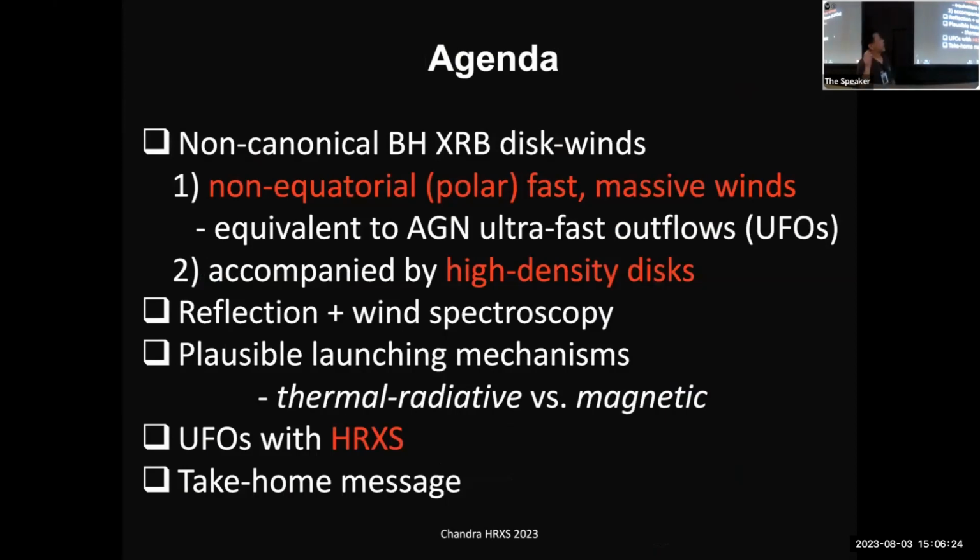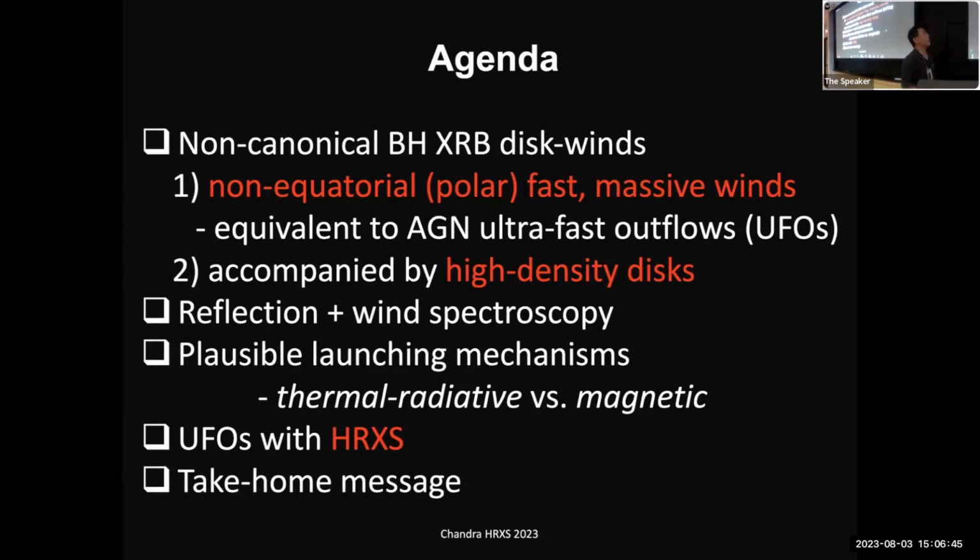My focus is again on the non-canonical black hole X-ray binary disk winds. What do I mean by non-canonical? Again, these do not seem to be equatorial high inclination winds. And when you look at the properties of the accretion disks, they seem to have a very high density.